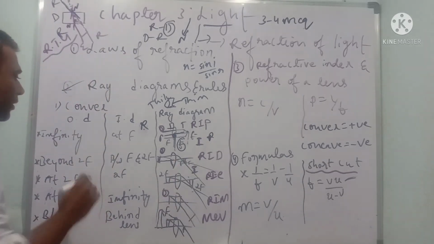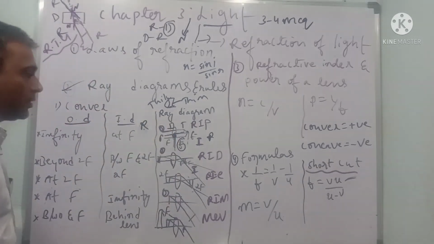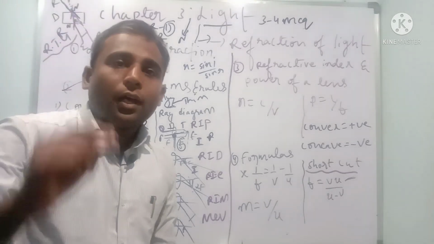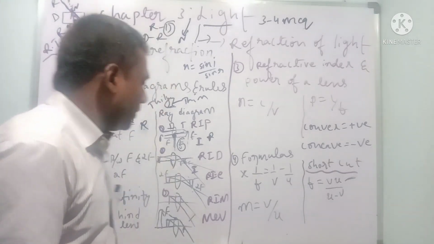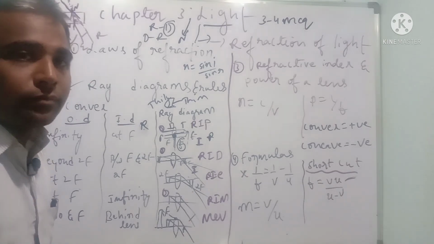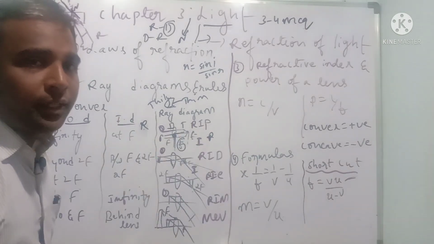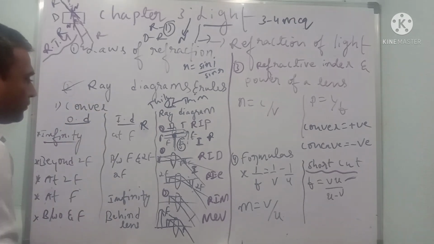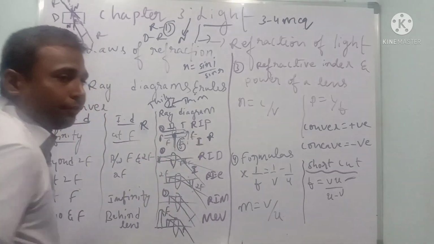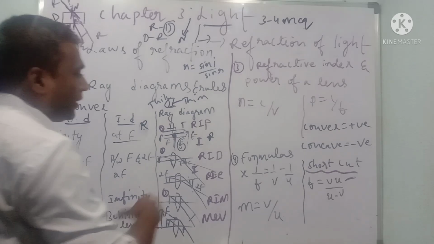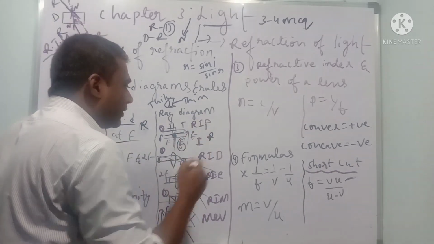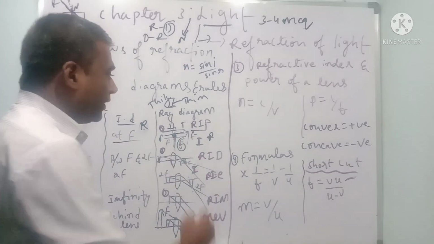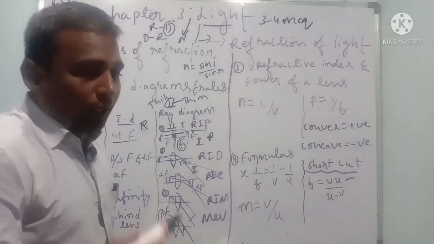So here, object distance, image distance. Children, 100% sure you will be asked these easily. Let us learn within 3, 4 minutes. First one, when the object is at infinity, the image will form at F. Very simple. What is the meaning of RIP? Real, inverted, point size. What is a real image?